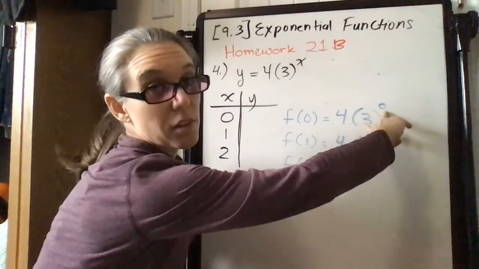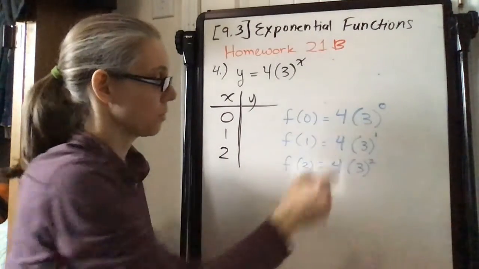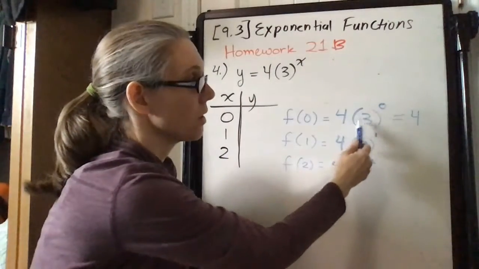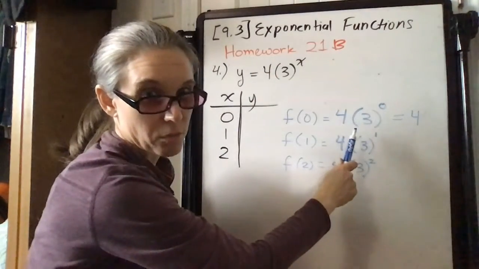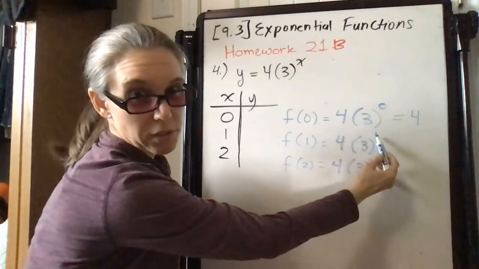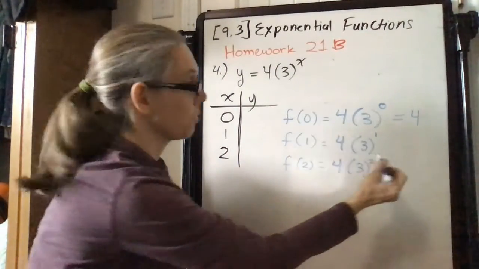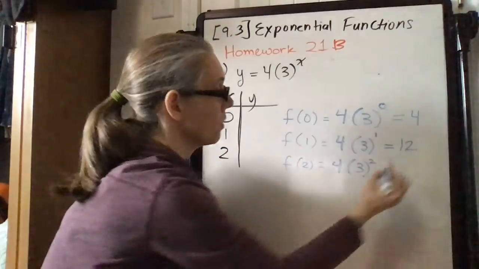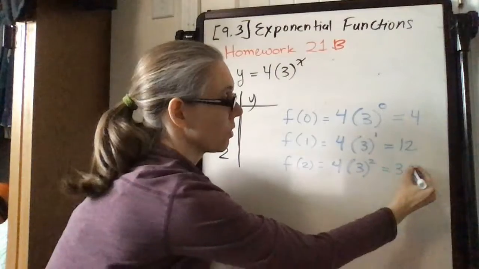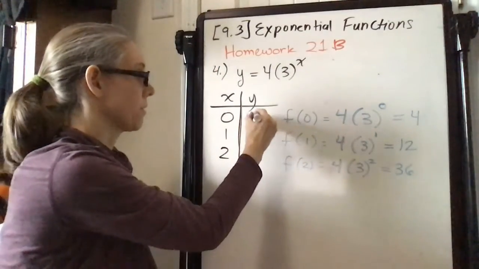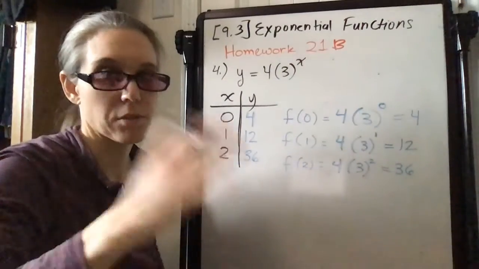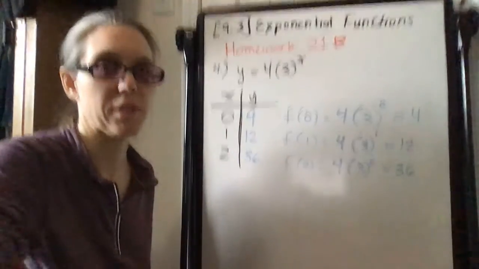So 3 to the 0 is 1. 1 times 4 is 4. So this is not 12 to the 0 power. It's 3 to the 0 power times 4. This one is 3 to the first. 3 to the first is 3, times 4 is 12. And then here, 3 squared is 9. 9 times 4 is 36. And then you just graph 2 of these points, and the rest of the graph will be done for you.